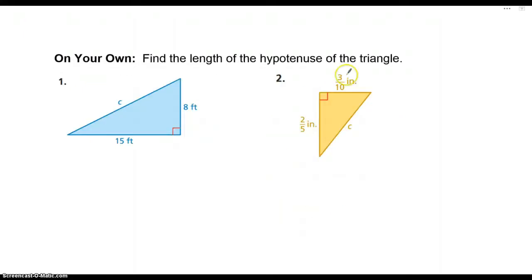Try these on your own. Number 2 is super tricky. The fractions are super mean. If you want, you can either change them to decimals or keep them as fractions. It's up to you. But hit pause, try it, and I'll come back and do them with you.